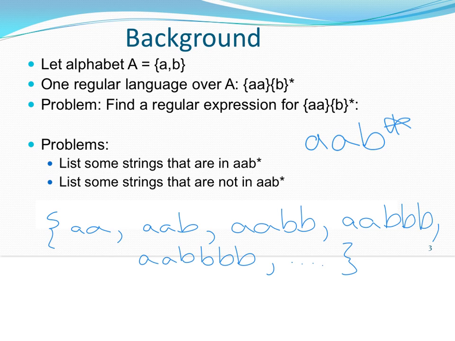What strings are not in AAB star? Well, B by itself isn't in AAB star, right? AB isn't in there. AAA isn't in there. AAA followed by a B is not in there. There's an infinite number of strings that aren't in there. And so there is a set containing a bunch of strings, all of which are not in AAB star.